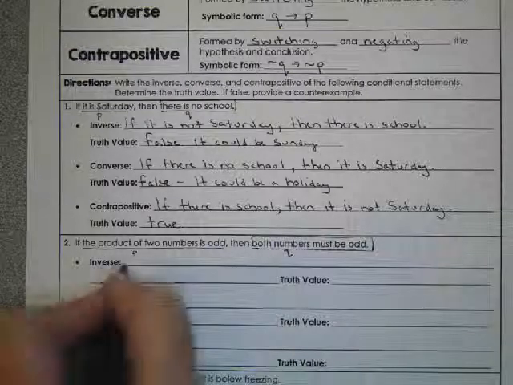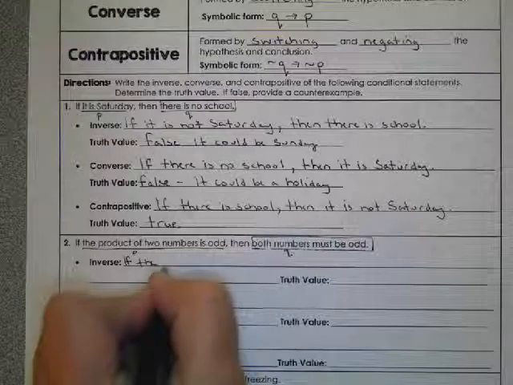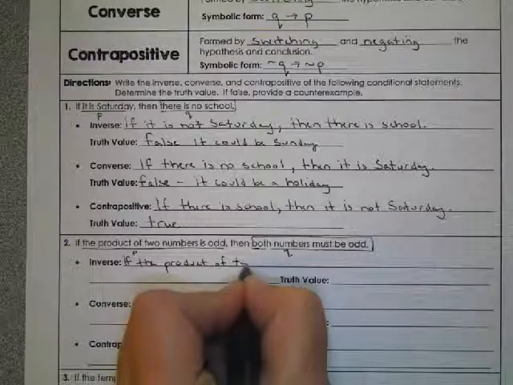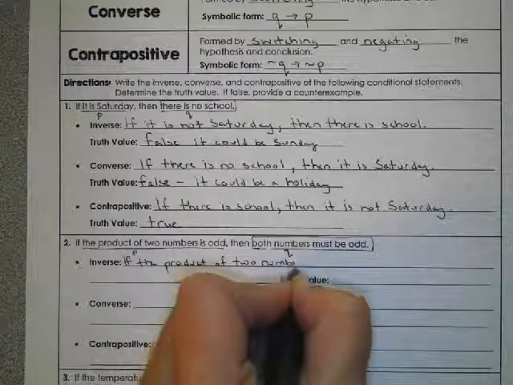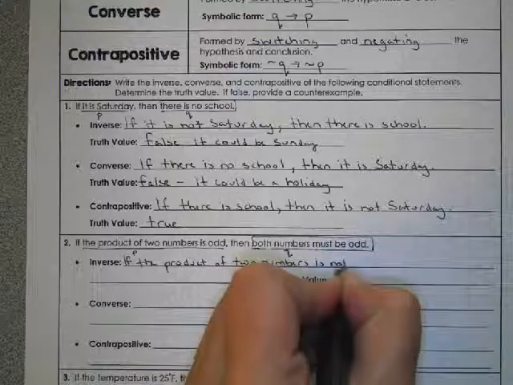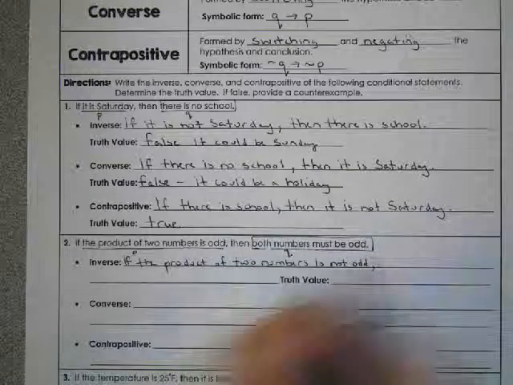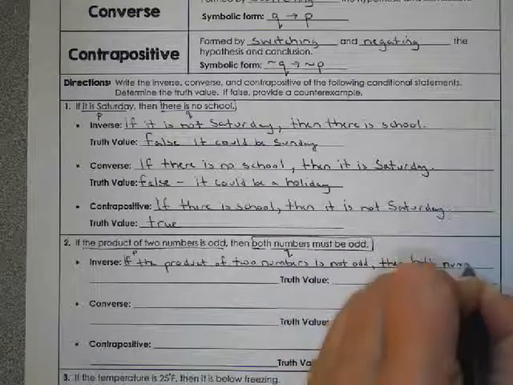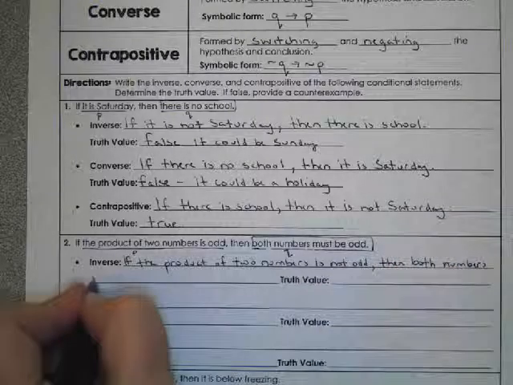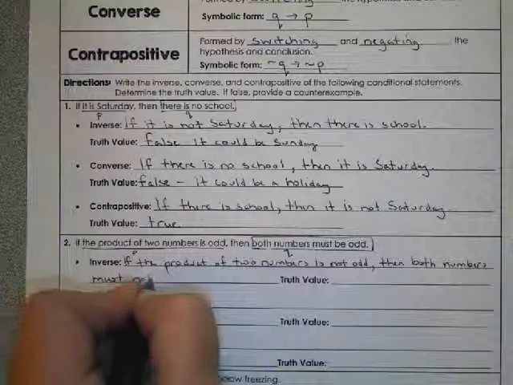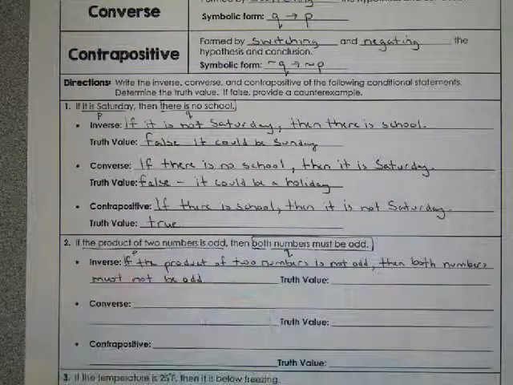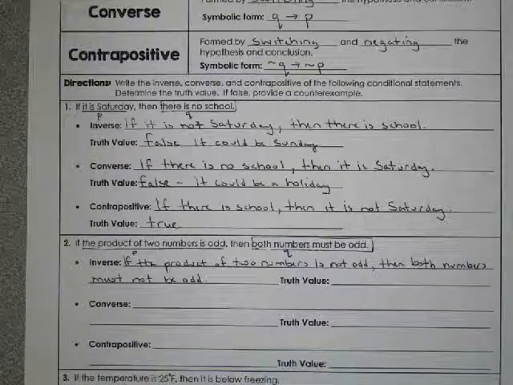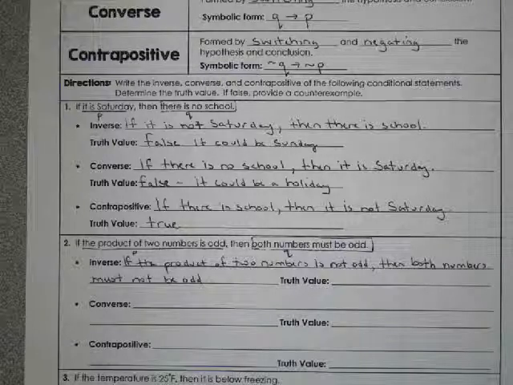So if the product of two numbers is not odd, then both numbers must not be odd. Now you try the converse and the contrapositive. We'll talk about truth values after that.